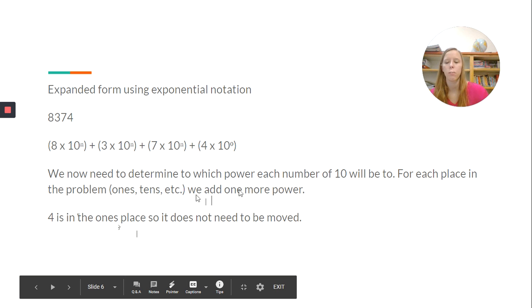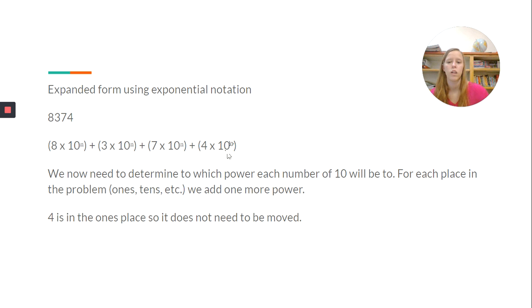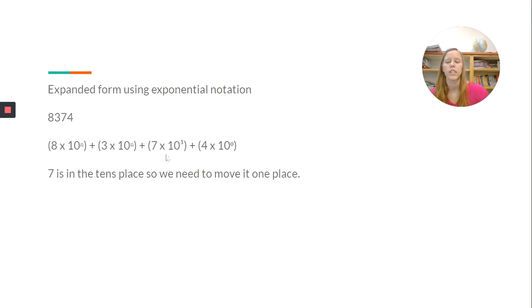4 is in the ones place, so it doesn't need to move. It's going to be to the 0. 7 is in the tens, so it's 1. 3 is in the second, or hundreds, so it's going to get 2. And then 8 in the thousands to the power of 3.